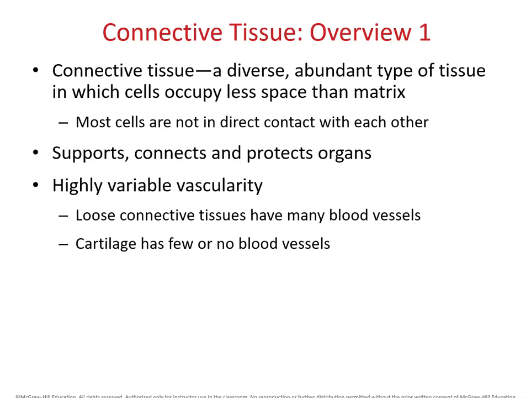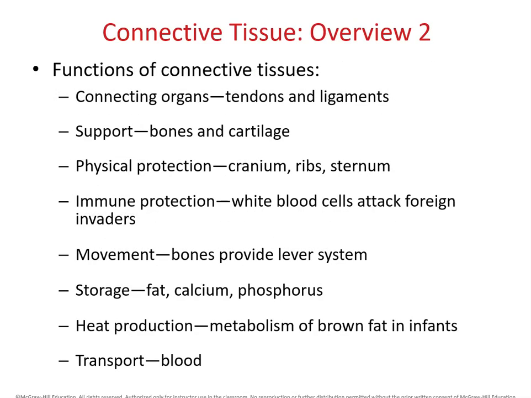Some connective tissue has lots of blood vessels, some has almost no blood vessels. So the vascularity is very different from one type of connective tissue to another. Okay, so like we said, there are very different types of connective tissue, so it makes sense that their functions are very different as well. Tendons and ligaments that are attached to the ends of your bones can connect those bones together and allow them to move or articulate.